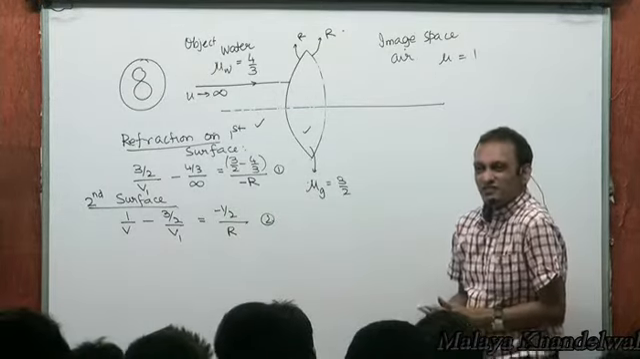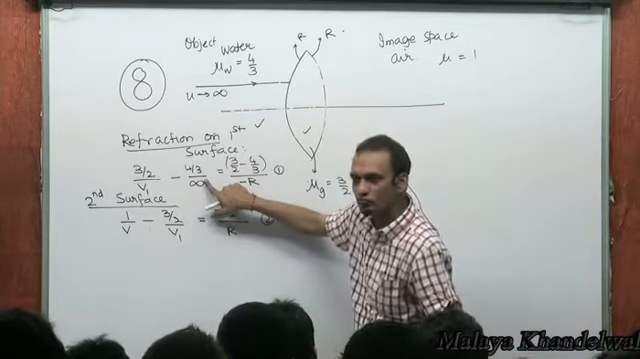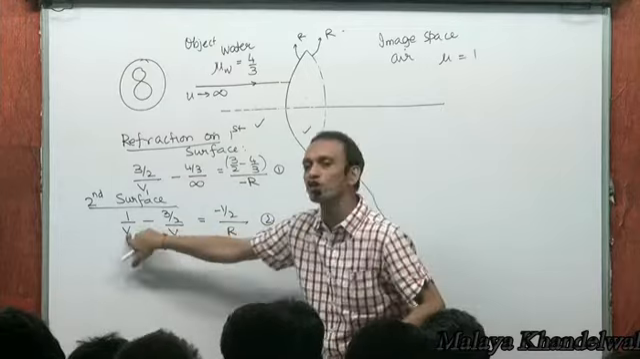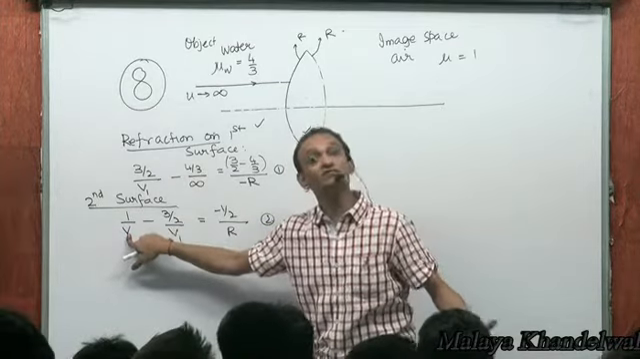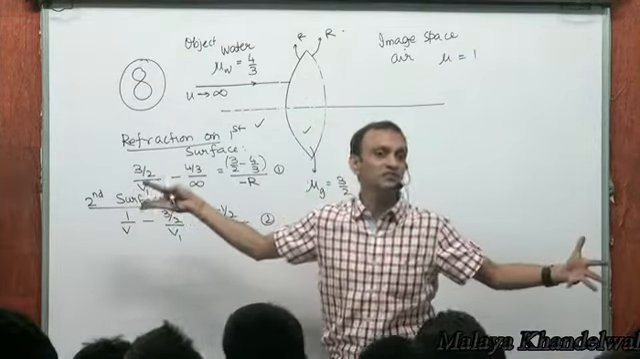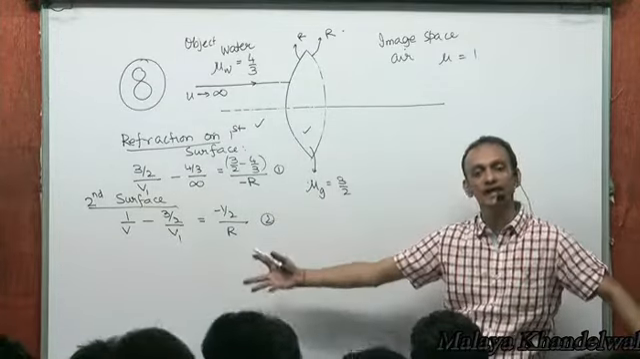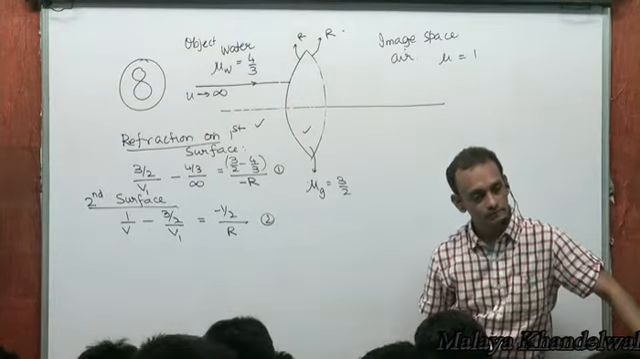You don't need V1. This will become 0. 4 by 3 by infinity will become 0. This will be 0. If you add these two equations, you can solve for V. And this V will give me the focal length of this system. Add these two equations and you will get V. Right?